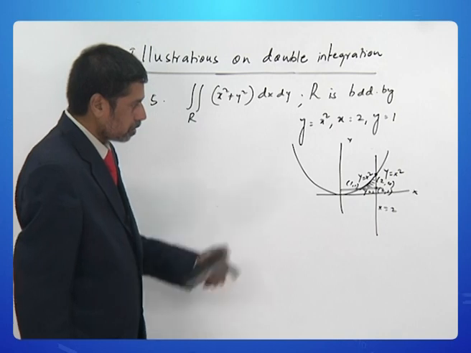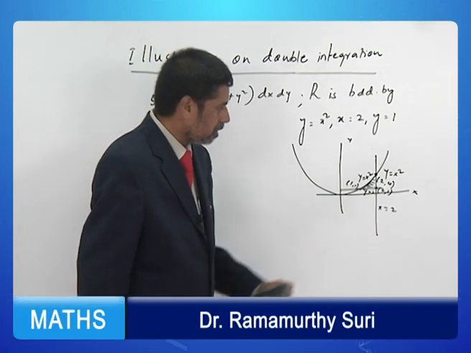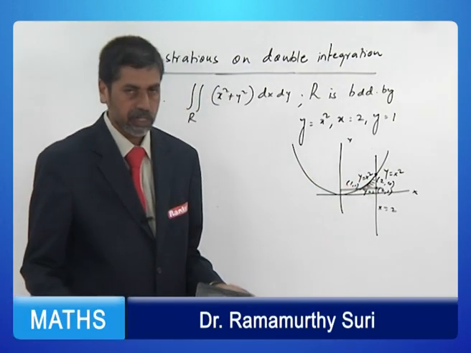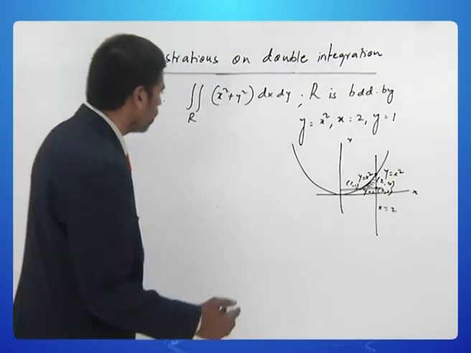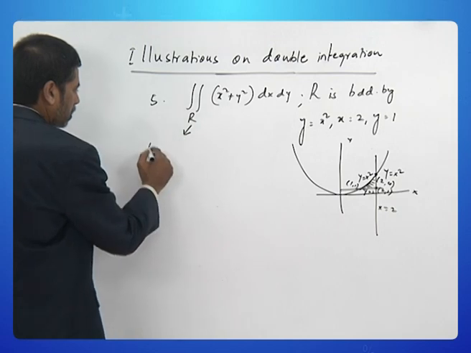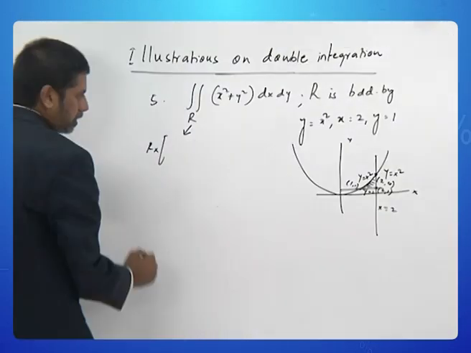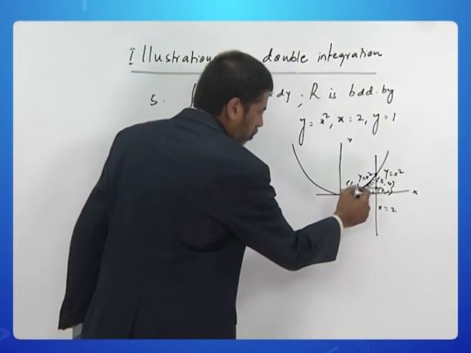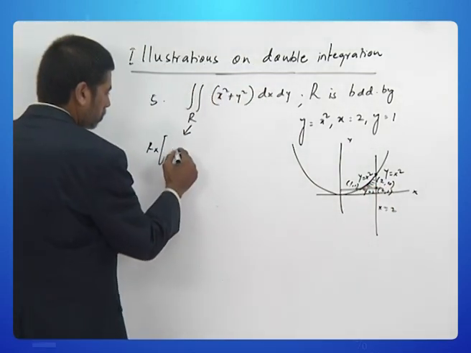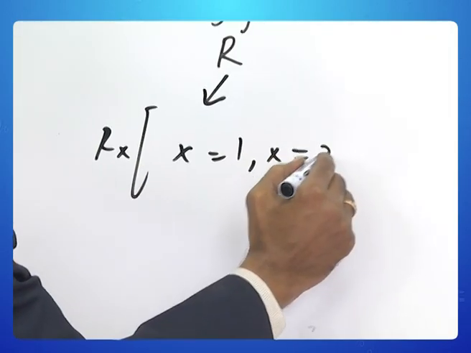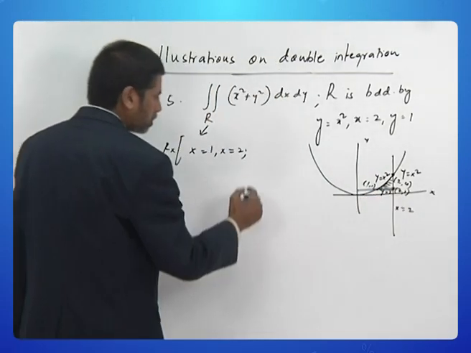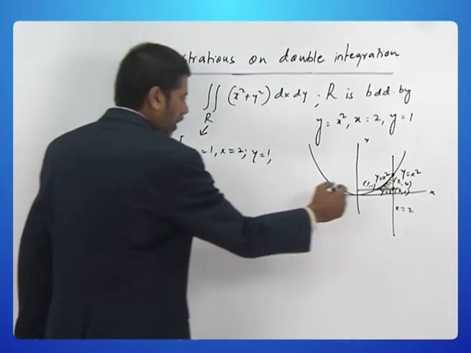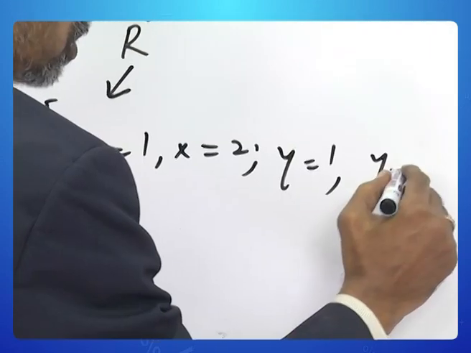Alright, now that can be visualized as an Rx region or an Ry region. Both are possible. Suppose you take an Rx region. Then the x limits will be x is equal to 1 to x is equal to 2. This is the lower curve, so y is equal to 1 is the lower limit, and this is the upper curve, y is equal to x square.